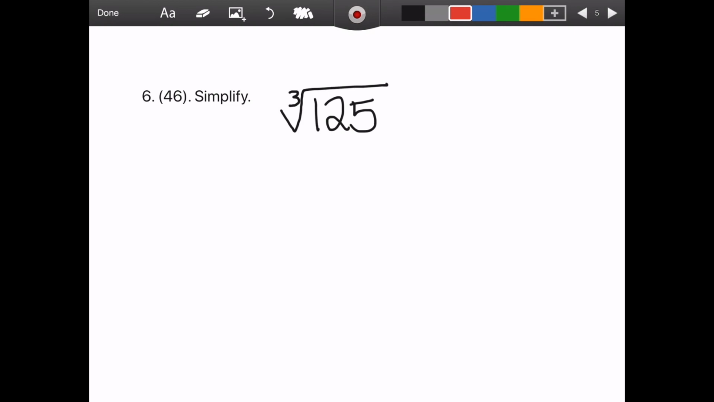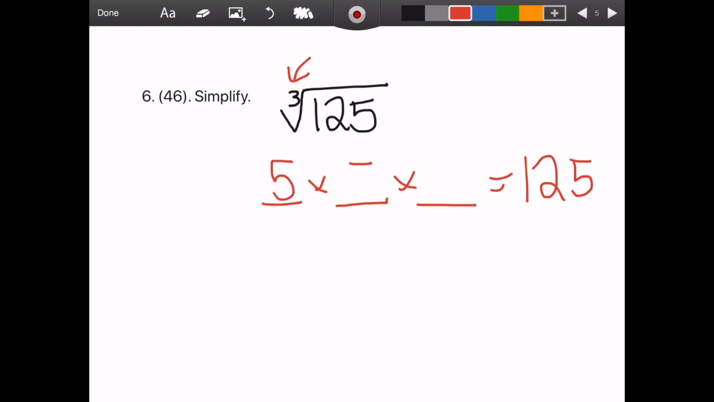Number 6 is from lesson 46, and they want us to simplify this cube root. So this 3 here lets us know that we're trying to find the number that multiplied by itself 3 times will give us 125. And if you don't know it off the top of your head, you might have to use some trial and error. But the answer is 5, because 5 times 5 times 5 is 125. So your answer is just 5.